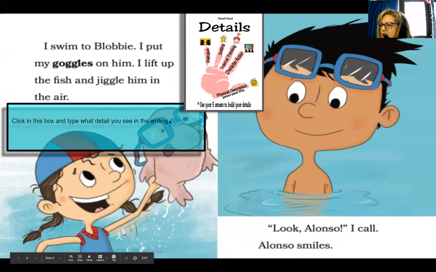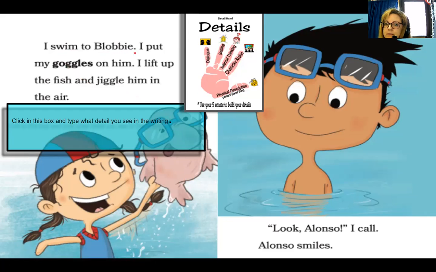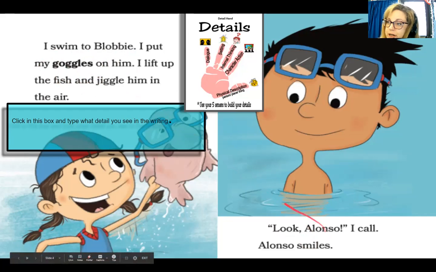As far as setting goes, time and place, I don't think I would add that here because I don't think that's mostly what this is about. I swim to Blobby. Action. That's an action. They're swimming, right? So that is character action. I put my goggles on him. That's more character action. He's putting goggles on Blobby. I lift up the fish and jiggle him in the air. More character action. This looks like a lot of character action. And then I see dialogue here.